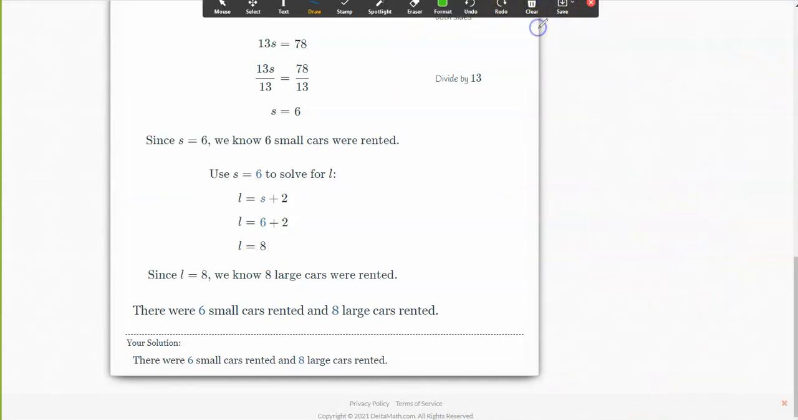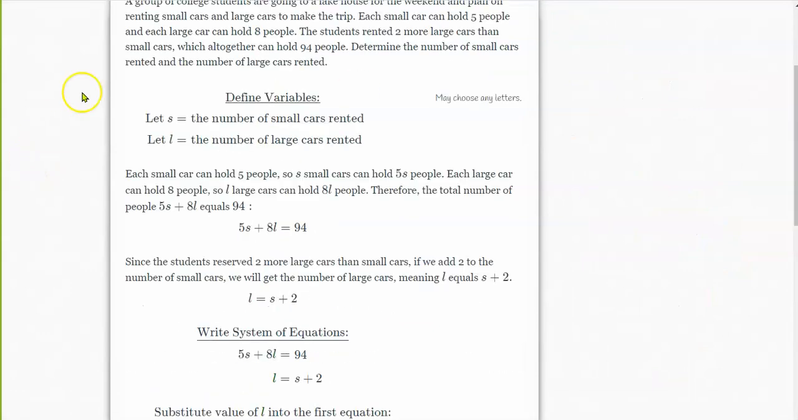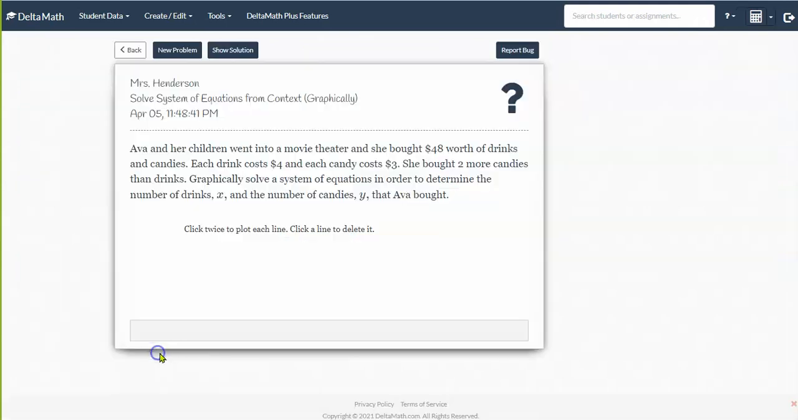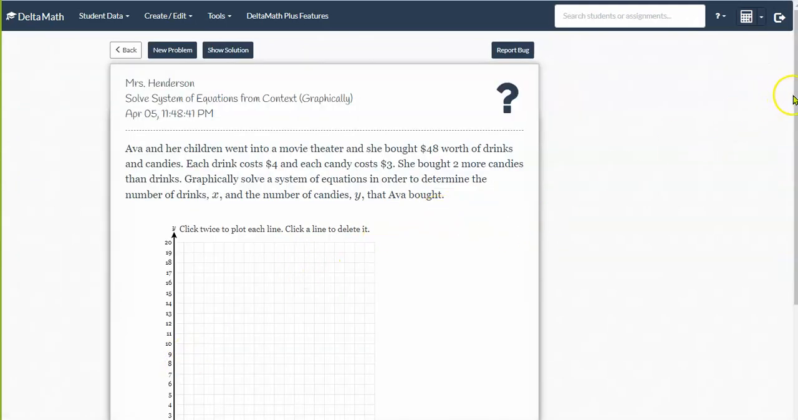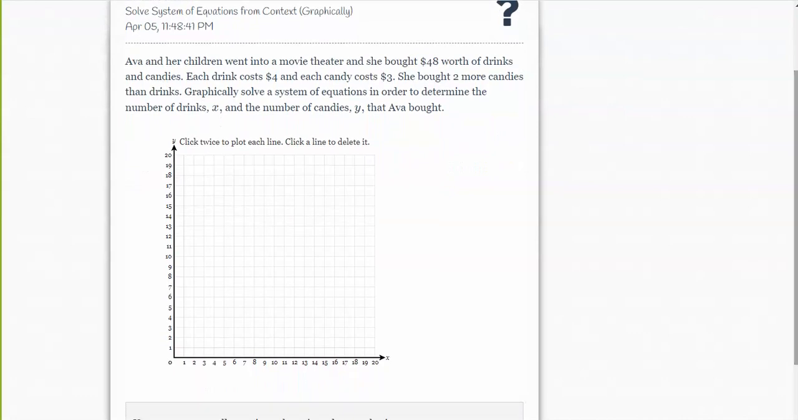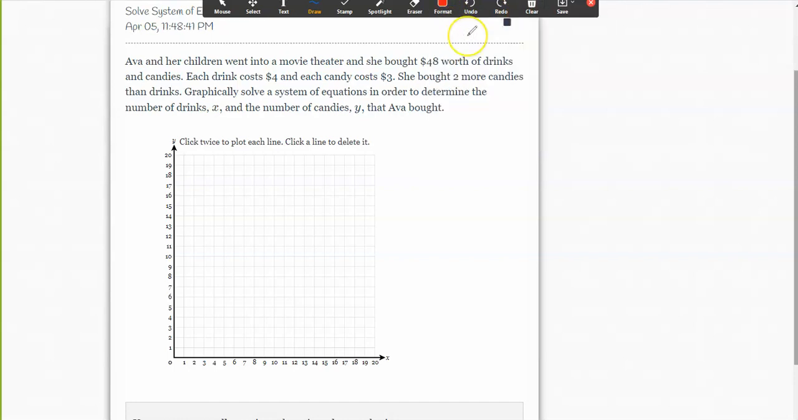All right, now for the last one. The last section is solving a system from context using a graph. So this one is similar to the last one where you get a word problem, but you actually have to graph it in order to get your solution. So let's take a look.